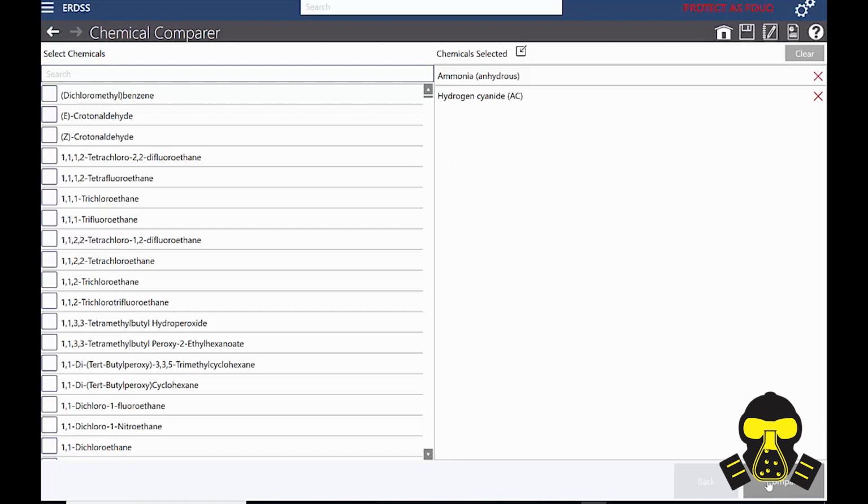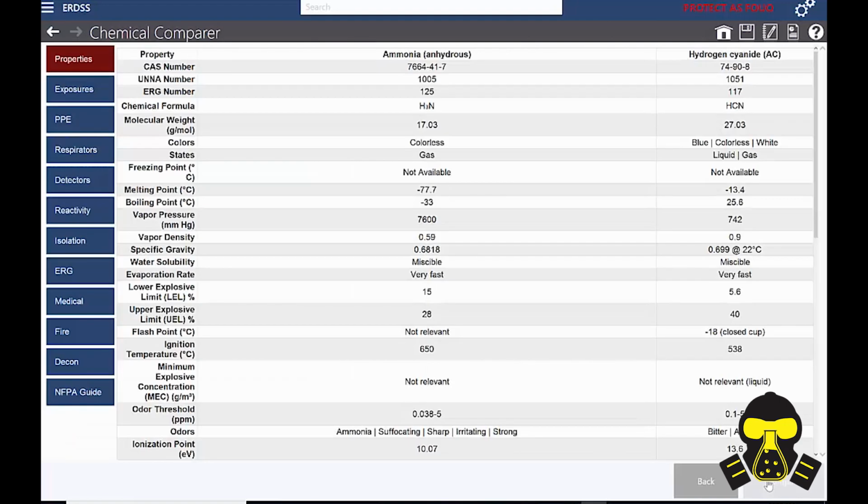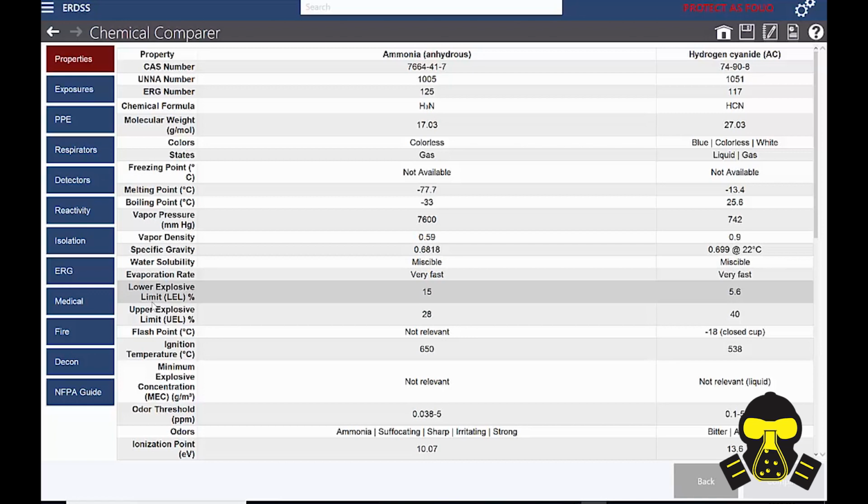Now let me say compare. Now it's going to pull up everything side by side. So if I was down to those two threats, and I want to look at it and say, okay, my explosivity limits, where am I going to be measuring?